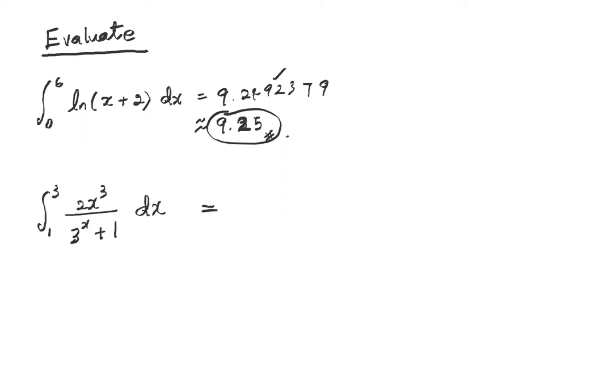Siti Hajar, give me the answer. 3.07. Are you sure? This is 3 to the power x, no? Oh, sorry, I keyed in wrongly. So it's 2.919, so approximately 2.92. This part, you have to be very careful when you key in.